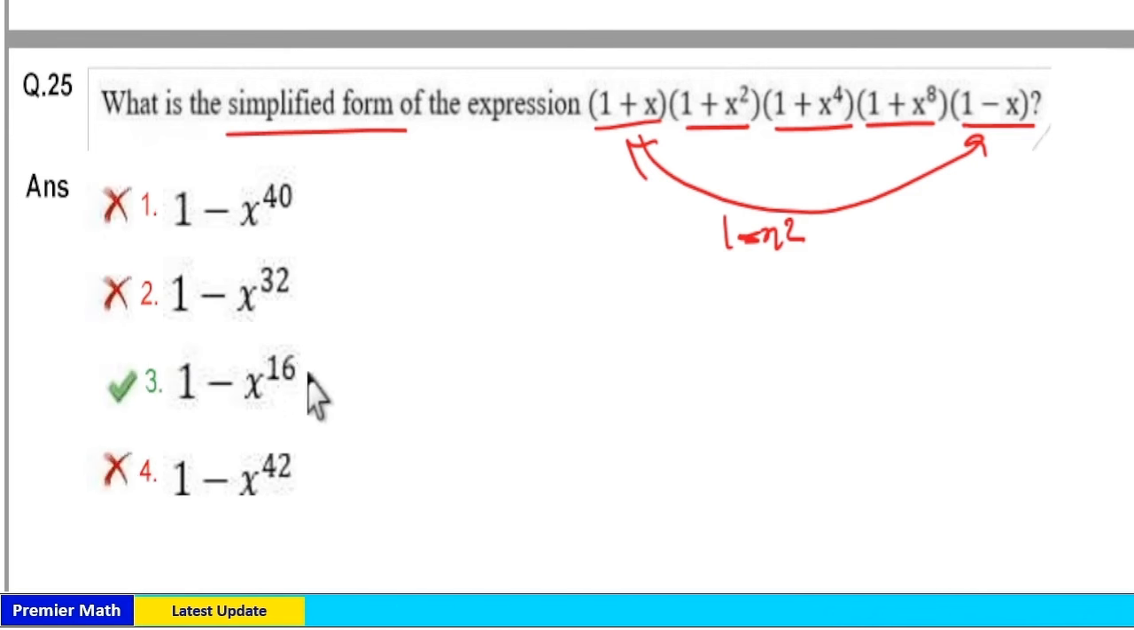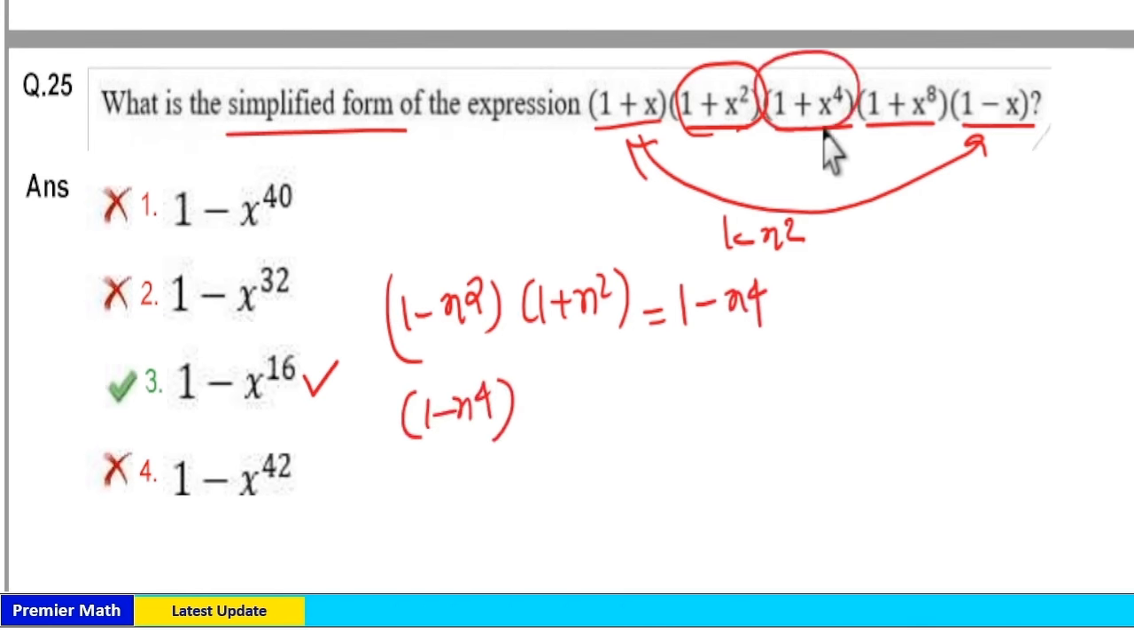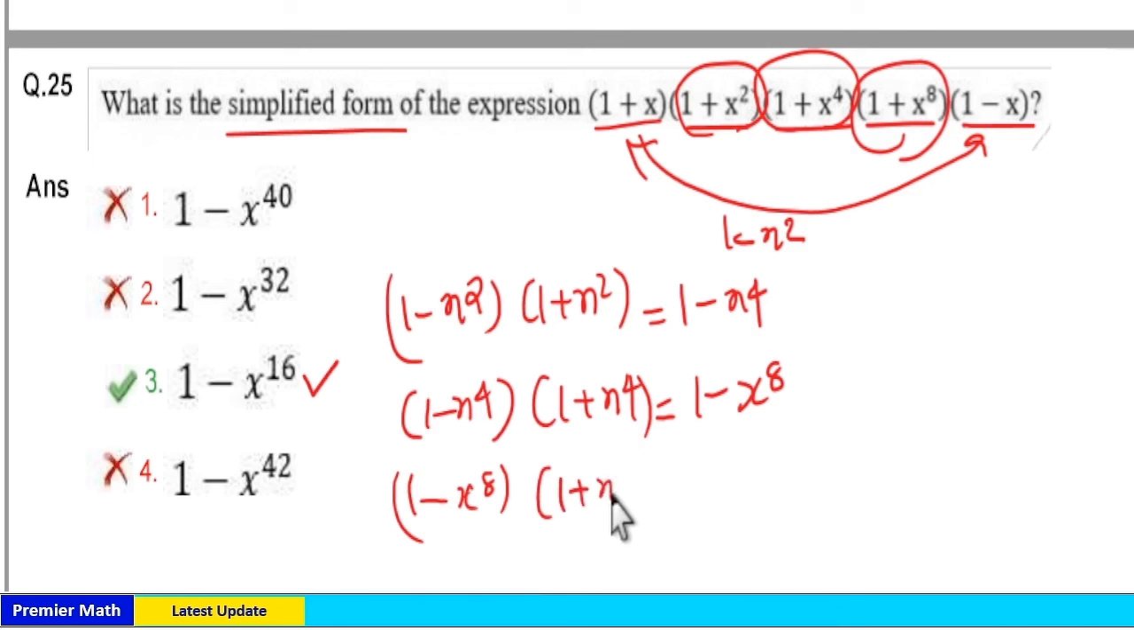That is, here, this is 1 minus x square. Now, 1 minus x square into 1 plus x square is equal to 1 minus x raised to 4. Now, 1 minus x raised to 4 into 1 plus x raised to 4 is equal to 1 minus x raised to 8. Again, 1 minus x raised to 8 into 1 plus x raised to 8 is equal to 1 minus x raised to 16. So, that is your answer.